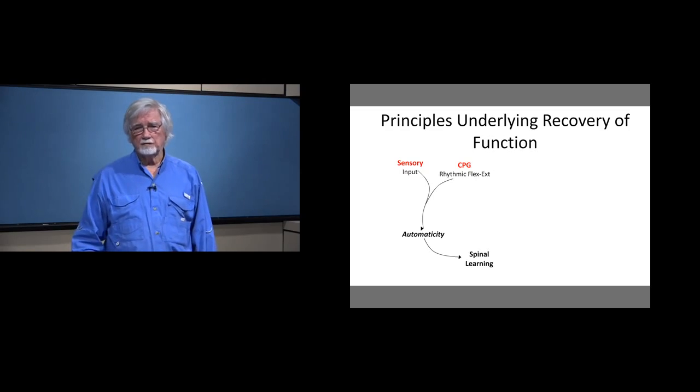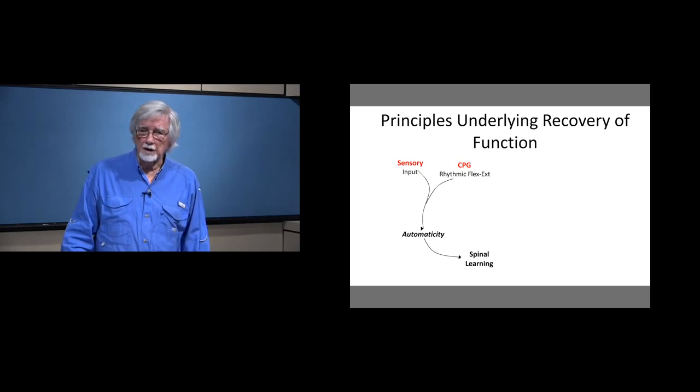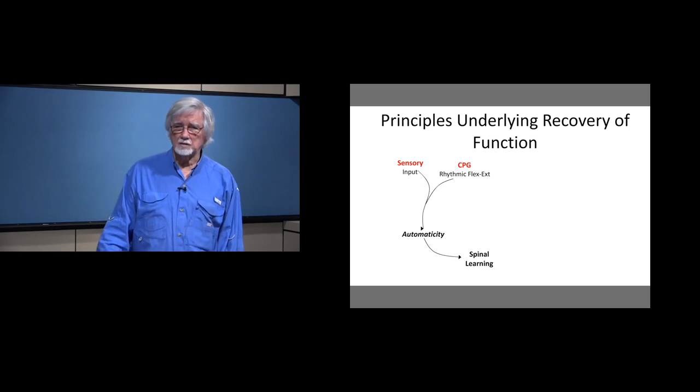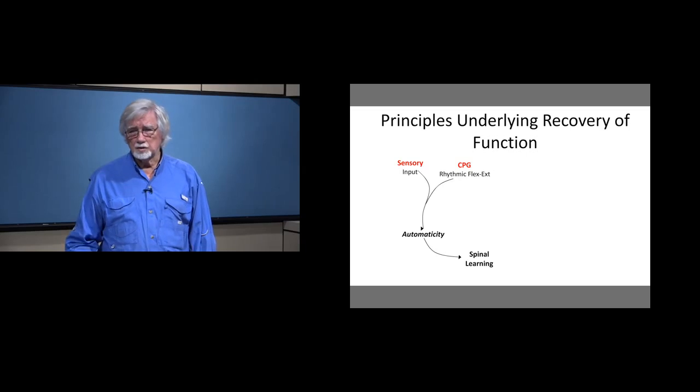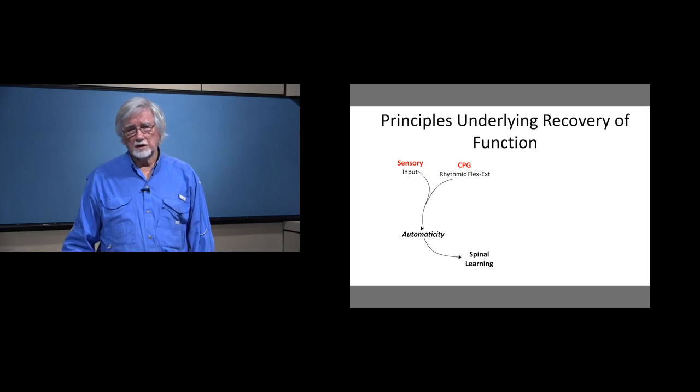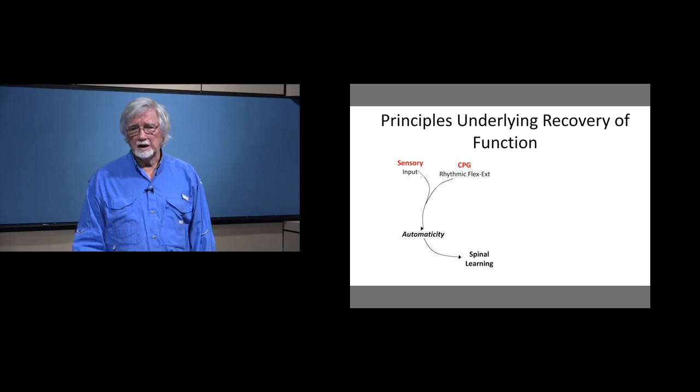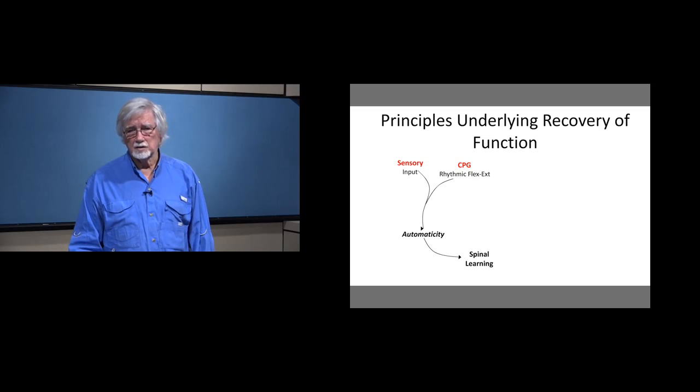The other important finding that we found over time is that the spinal circuitry can learn. So many of the mechanisms that are used in the brain itself to learn different events, this learning can also occur in the spinal cord, and therefore that enables us to use training and rehabilitation and physical therapy as another tool to take advantage of this automaticity. So the spinal learning is very important, and we'll see some evidence of that.